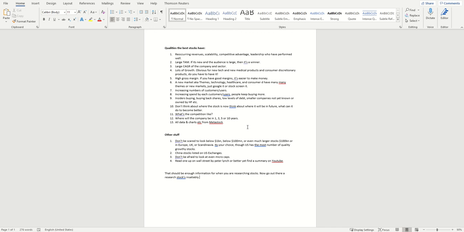These are the traits that you should be looking for. There should be increasing numbers of customers or people who are buying their products. Increased spend by each customer as well is also a great sign. Insiders buying is also a good sign. Is it hedge fund owned? Which type of hedge funds, etc. Don't think about where the stock is right now. Think about where it will be in the future, 3, 4, 5, 10 years. What is it like? What can they do to make this business even better? And what's the competition like?